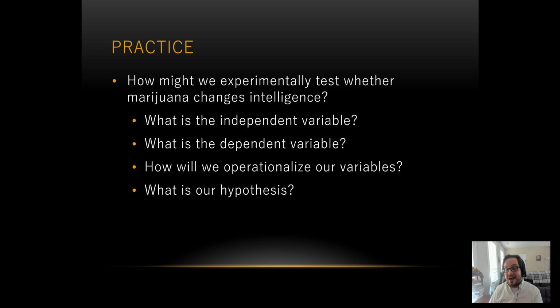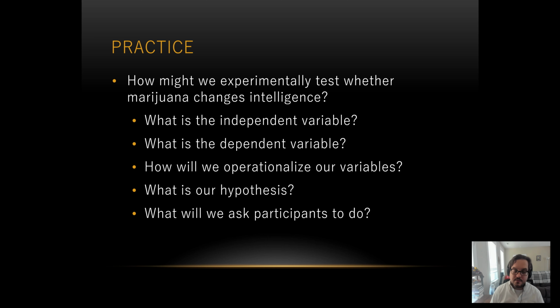Let's say we used an IQ test. We can now create a hypothesis. So I predict that people who are assigned to the high dosage THC group are going to score lower on an IQ test than those who are low dosage or those who are in the control group. Remember, your prediction should be a statement about the relationship that you expect between your two operationally defined variables.